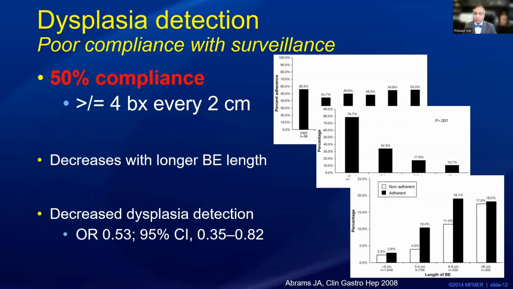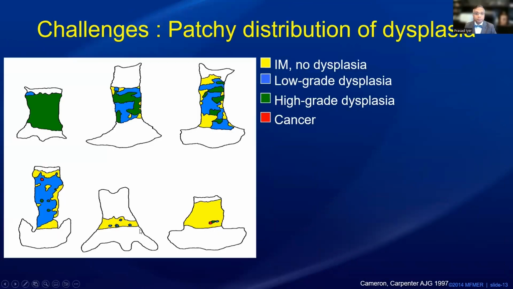And of course, this is not without consequence. If you are non-adherent, your odds of dysplasia detection are actually cut in half.